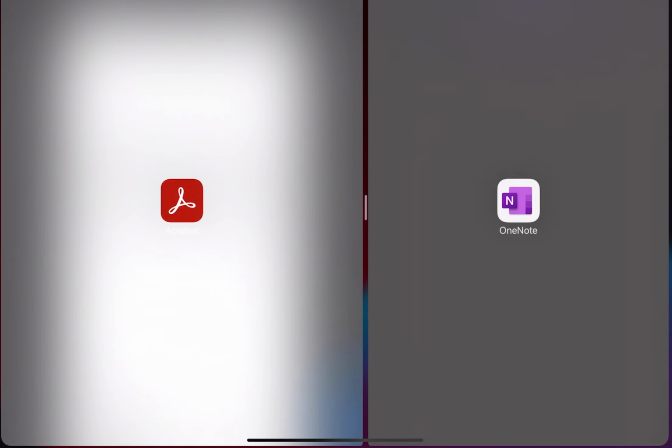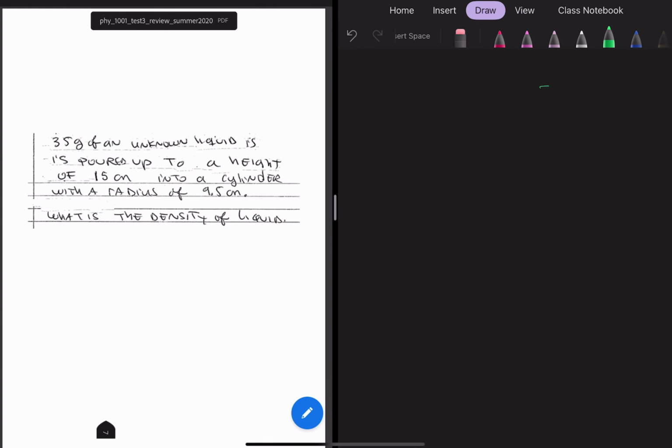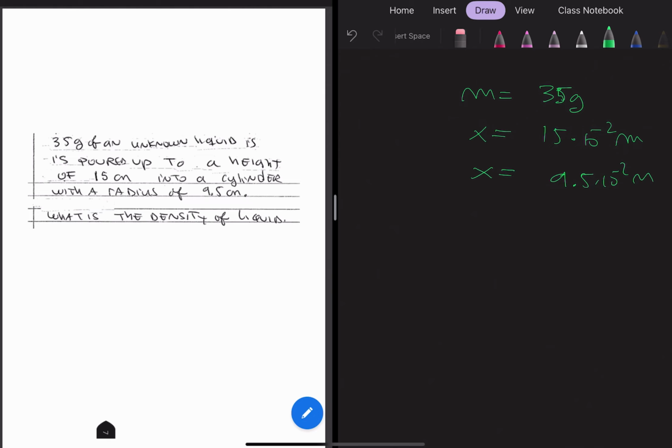Alright, so let's try to get the answer. So you have 35 grams, so that's mass. We have 15 centimeters. Centi is 10 to the minus 2, so 10 to the minus 2 meters. So that's the distance, which I'll call x. And we have 9.5 centimeters again, so 10 to the minus 2 meters, so that's another distance x. And we're trying to find the density.